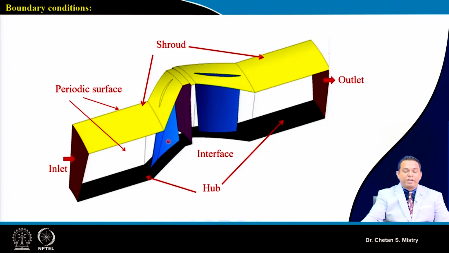Now this is my one domain, we can say my rotor domain, and this is my stator domain. In order to analyze the stage, we need to put a certain kind of interface here. So this represents the interface. This is my rotating configuration, this is my stationary configuration, and in between is what I call the interface. And on both sides, these represent the periodic surfaces. This is my periodic surface 1, this is my periodic surface 2.